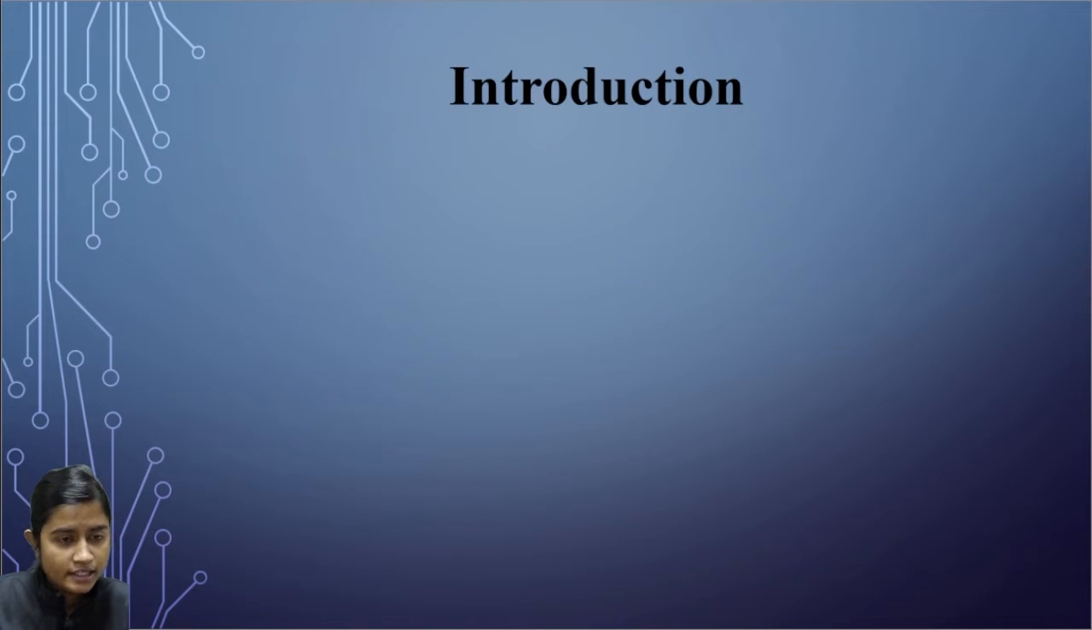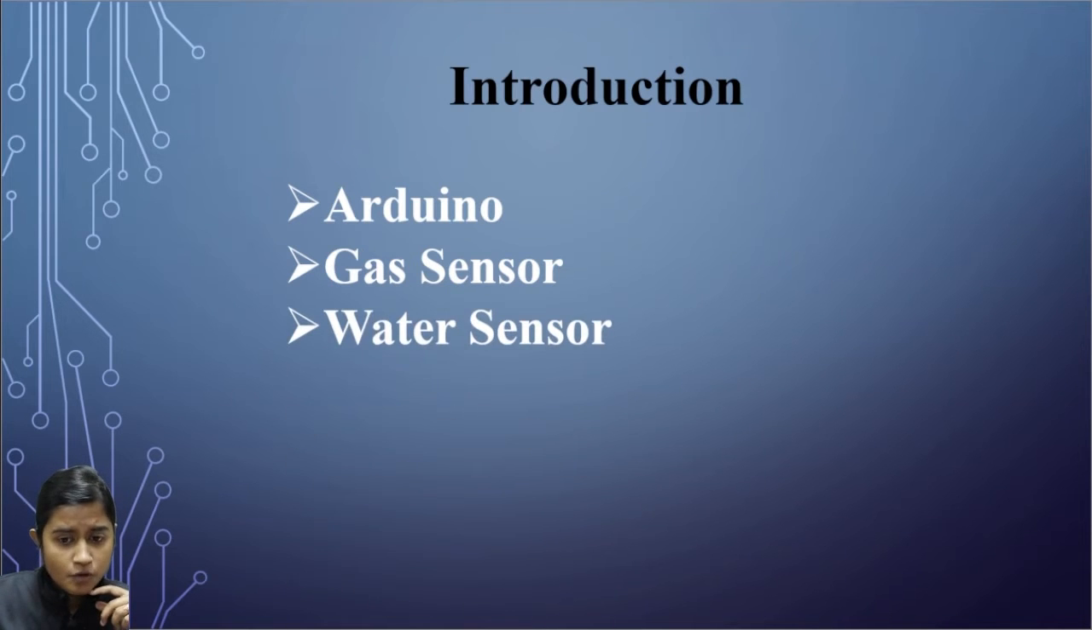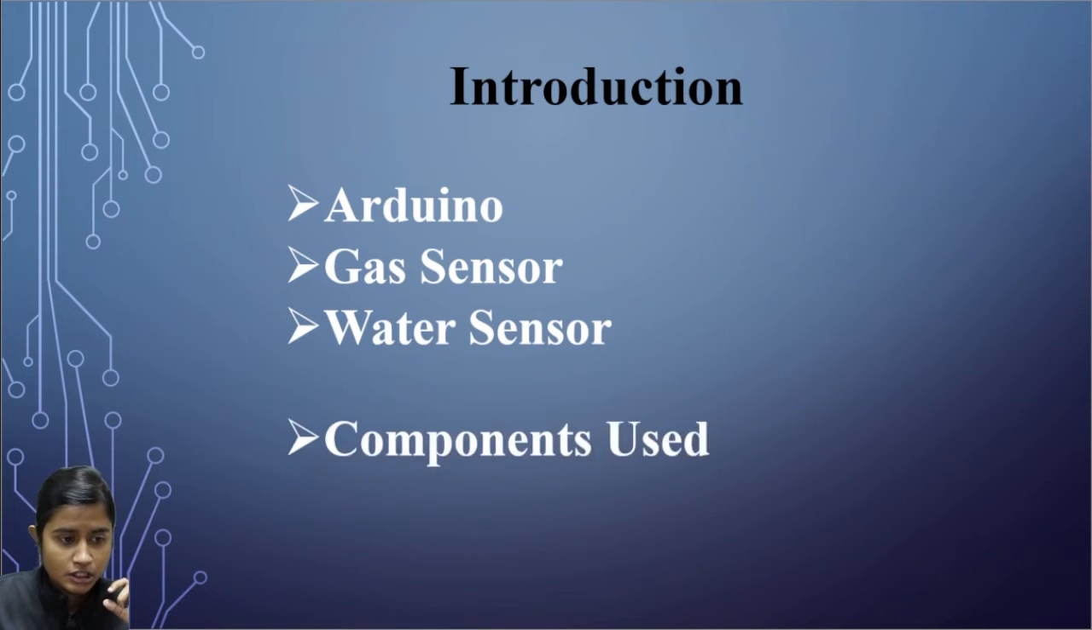In the introduction, Arduino is an open source electronics platform based on easy to use hardware and software. Most of the papers which I reviewed use Arduino Uno and Nano. A gas sensor is a device which detects the presence and concentration of gases in the atmosphere. A water sensor is a device used in the detection of water level for various applications.